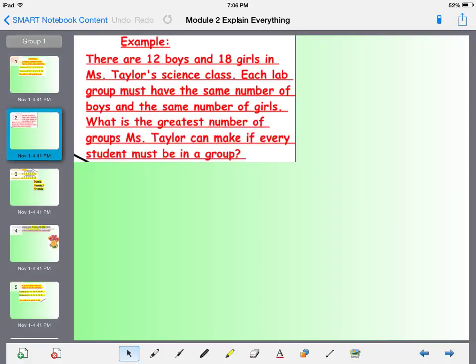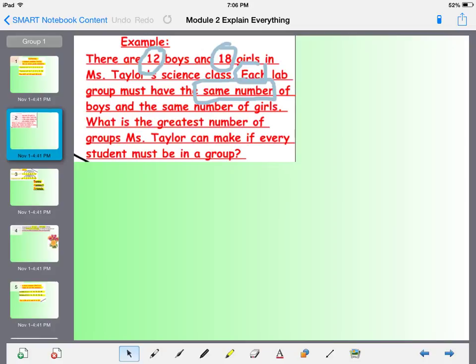Let's take a look at a real world example involving greatest common factor. There are 12 boys and 18 girls in Miss Taylor's science class. Well, the fact that there are 12 boys and 18 girls is important, necessary information, so I'm going to circle that. Each lab group must have the same number, that's important as well, of boys and the same number of girls. What is the greatest number of groups that Miss Taylor can make if every student must be in a group?